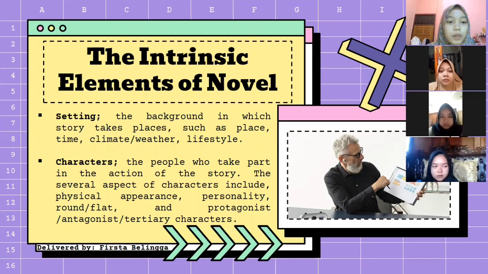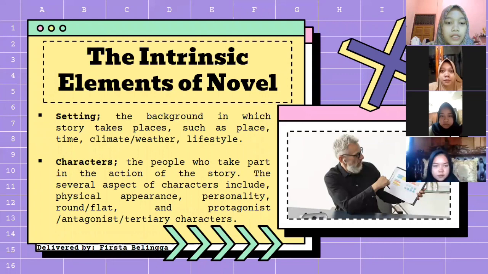Place is the geographical location of the story, and time refers to the period of the story. Climate or weather is an aspect of setting that is often forgotten, but it can be important to the novel. And then lifestyle refers to the daily life of the characters. The second one is characters. Characters are the people, animals, or etc. who take part in the action of the story.